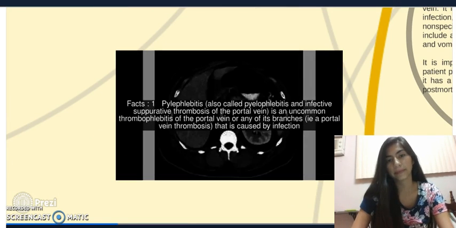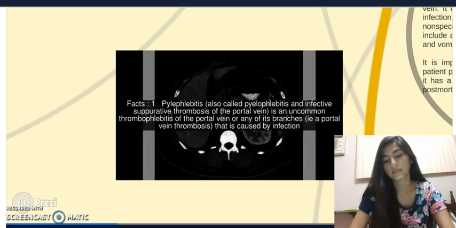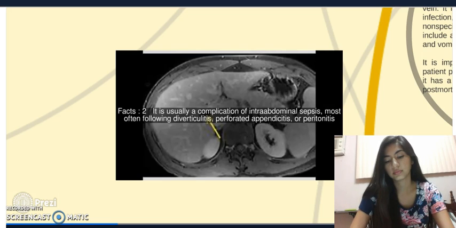Pylephlebitis, also called pylophlebitis and infective suppurative thrombosis of the portal vein, is an uncommon thrombophlebitis of the portal vein or any of its branches, i.e. a portal vein thrombosis, that is caused by infection. It is usually a complication of intra-abdominal sepsis, most often following diverticulitis, perforated appendicitis, or peritonitis.